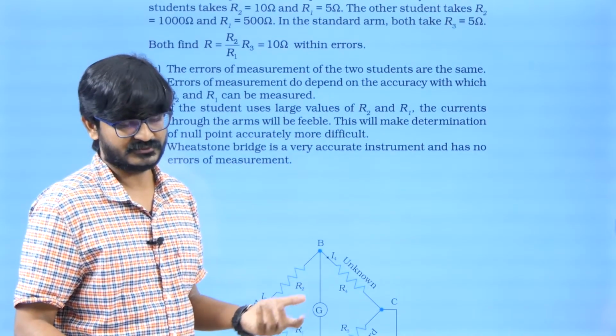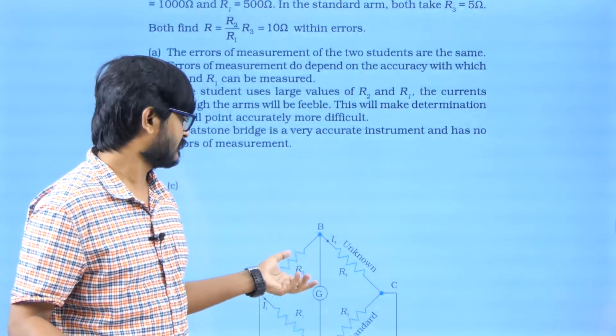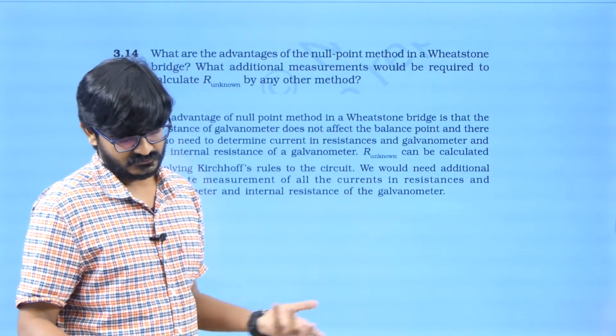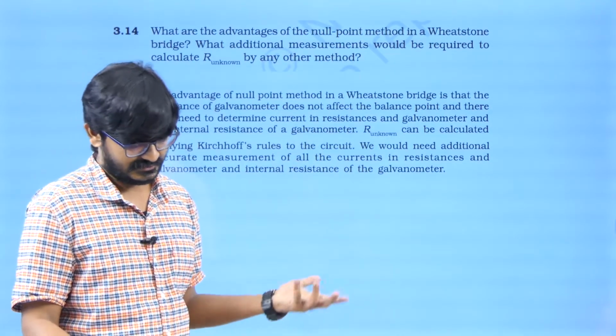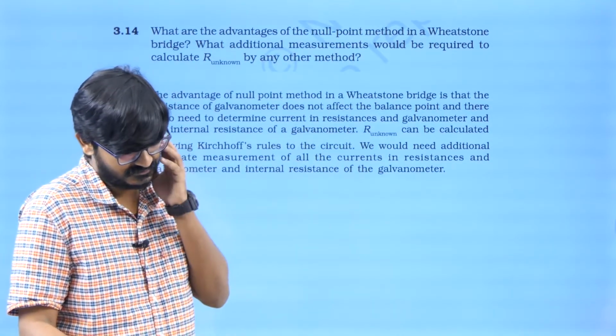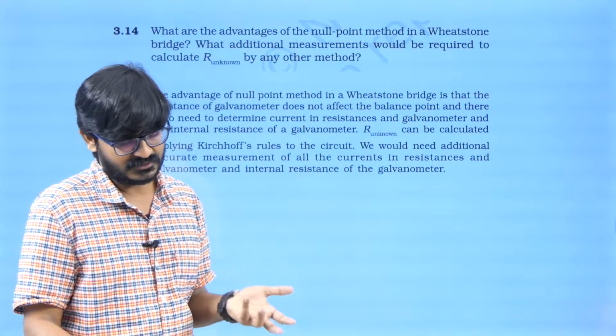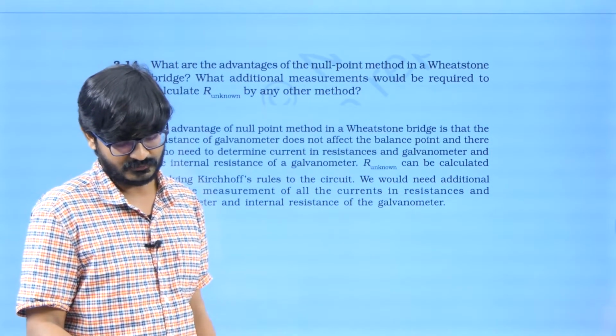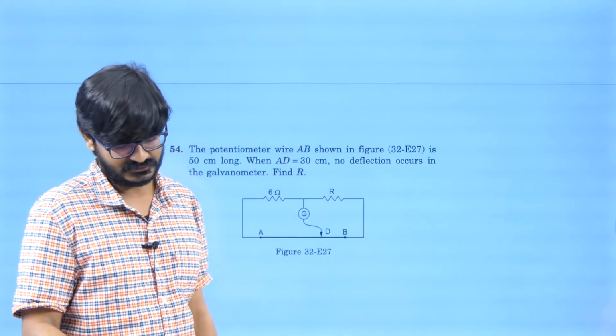So what's the better option you have? Make sure they are not going to be very large. Now again, this one also you can read by yourself, that's from NCERT only, right? Okay. So what are the advantages of the null point? No current will be flowing through the galvanometer, so we don't have to measure anything using a device.